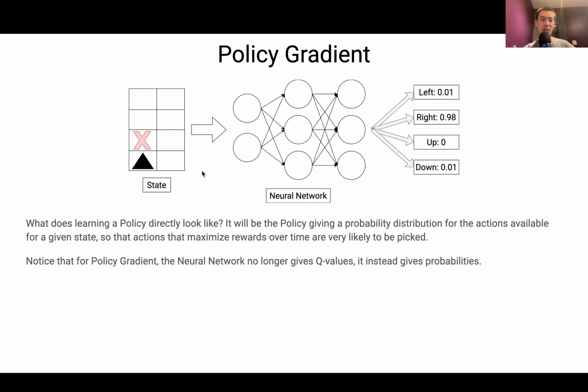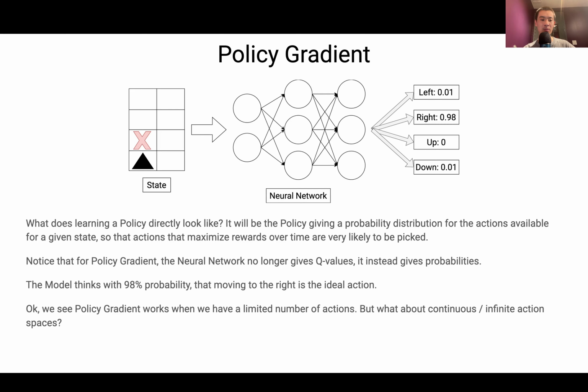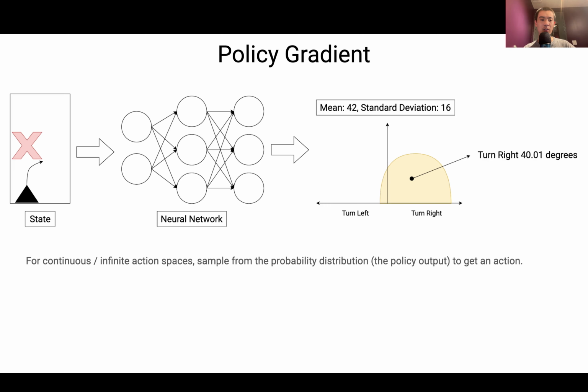Notice that for policy gradients, the neural network no longer gives Q values, instead it gives probabilities. And the model thinks with 98% probability that moving to the right is the ideal action. Okay, we see policy gradient works when we have a limited number of actions, which is left, right, up, and down, just 4 actions. But what about continuous slash infinite action spaces? For continuous slash infinite action spaces, sample from the probability distribution, which is the policy output, to get an action.